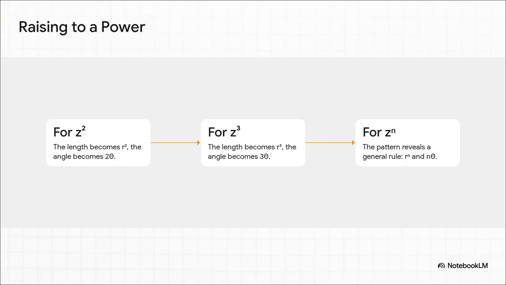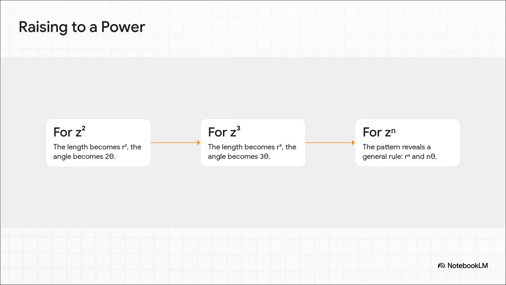Think about it. Raising a number to a power is just repeated multiplication, right? So to find z squared, we multiply the length by itself, that's r squared, and add the angle to itself, that's 2 theta. For z cubed, do it again. We get r cubed and 3 theta. You see the pattern emerging, right?